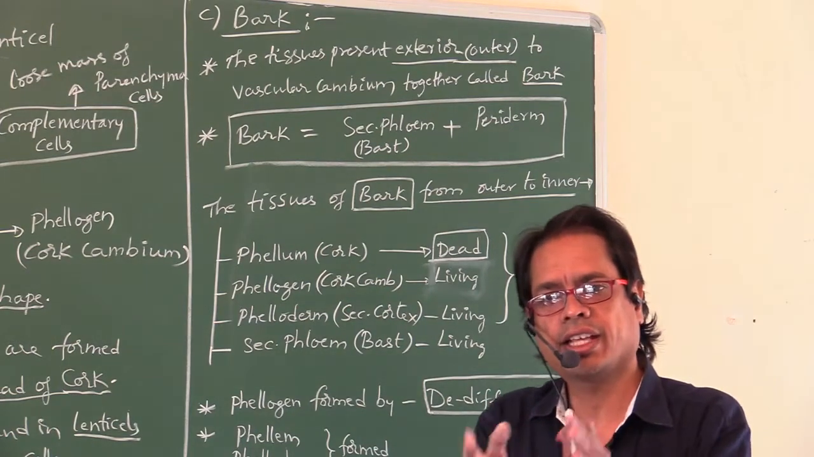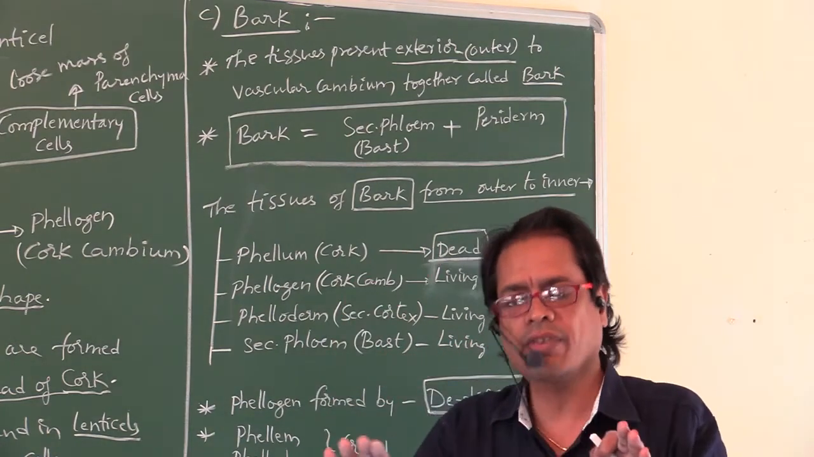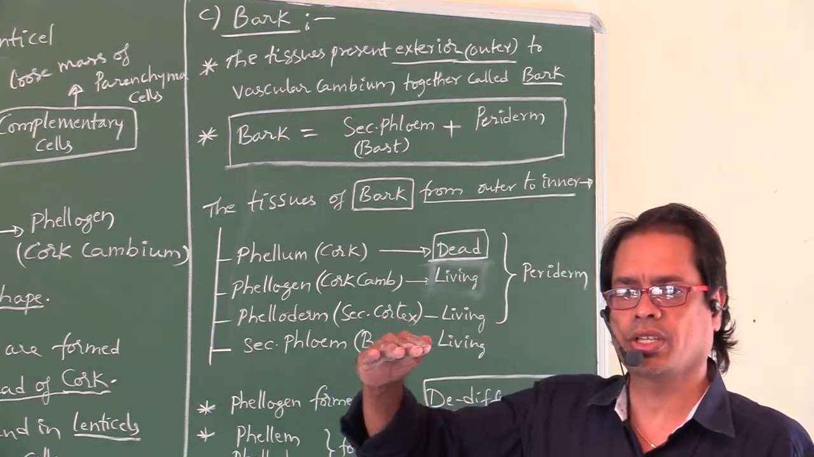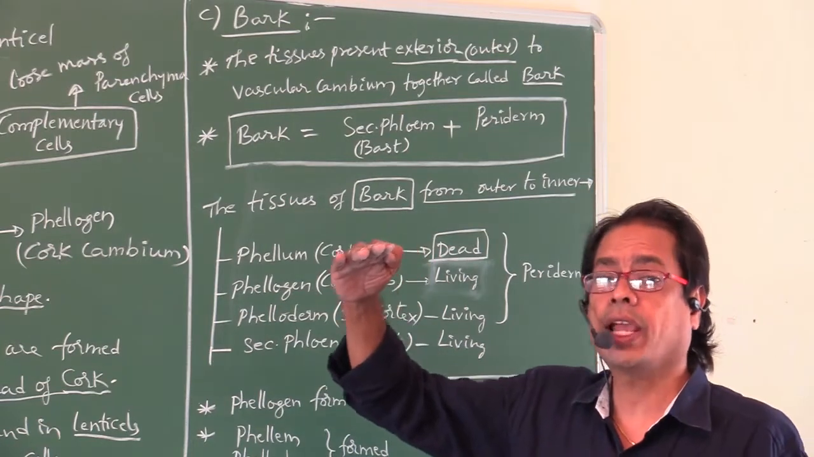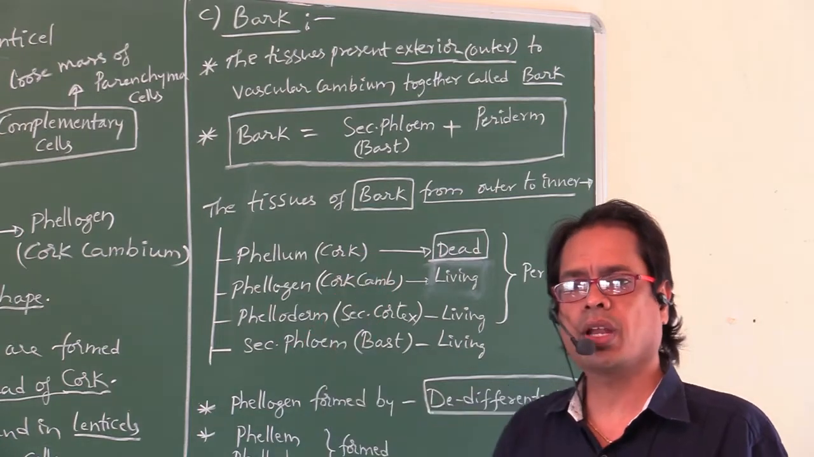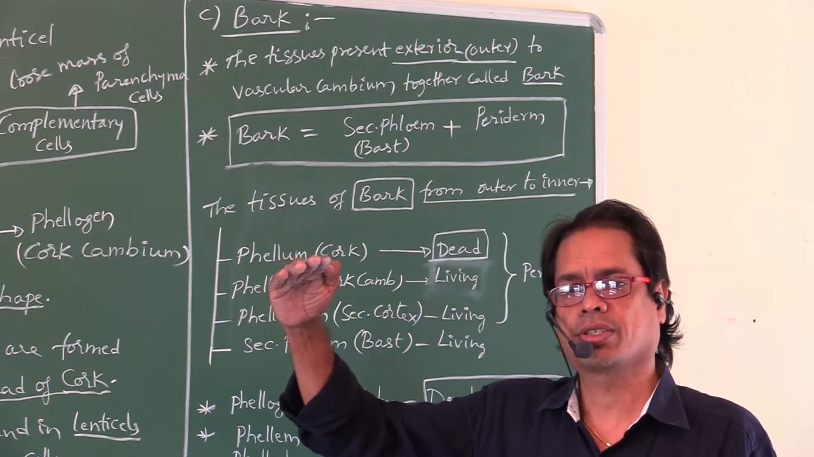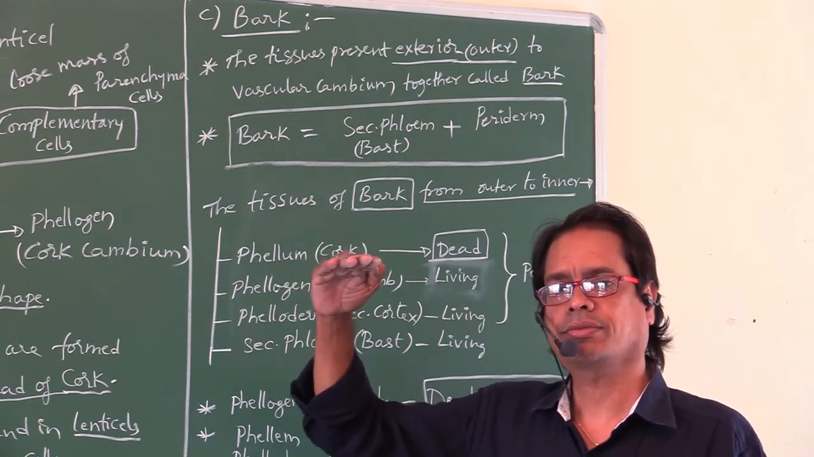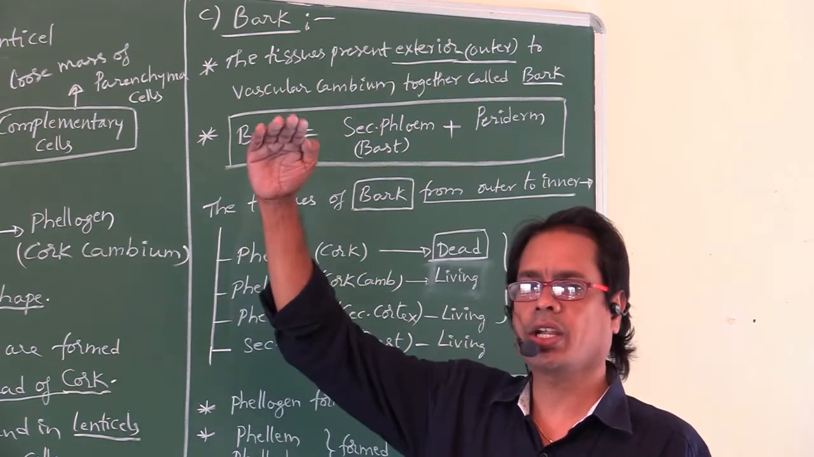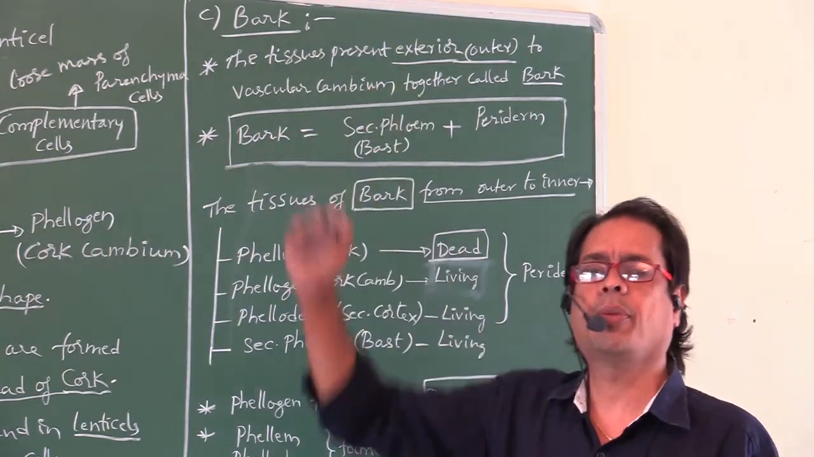Do not take the vascular cambium itself. Above the vascular cambium, secondary phloem is present. Above the secondary phloem, primary phloem is present if it is not crushed. Above the primary phloem, pericycle. Above the pericycle, endodermis. Above the endodermis, cortex. Above the cortex, hypodermis. Above the hypodermis, epidermis.